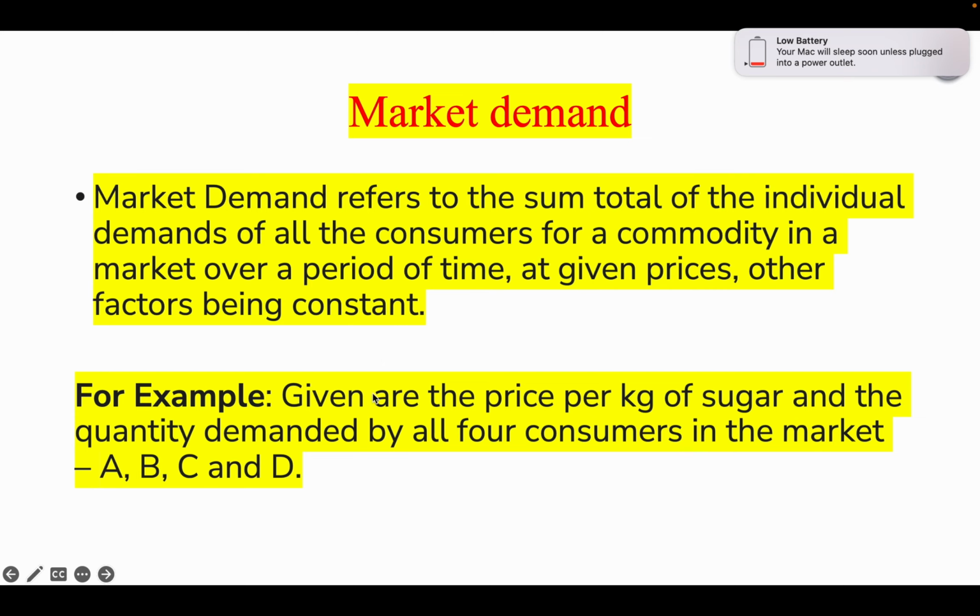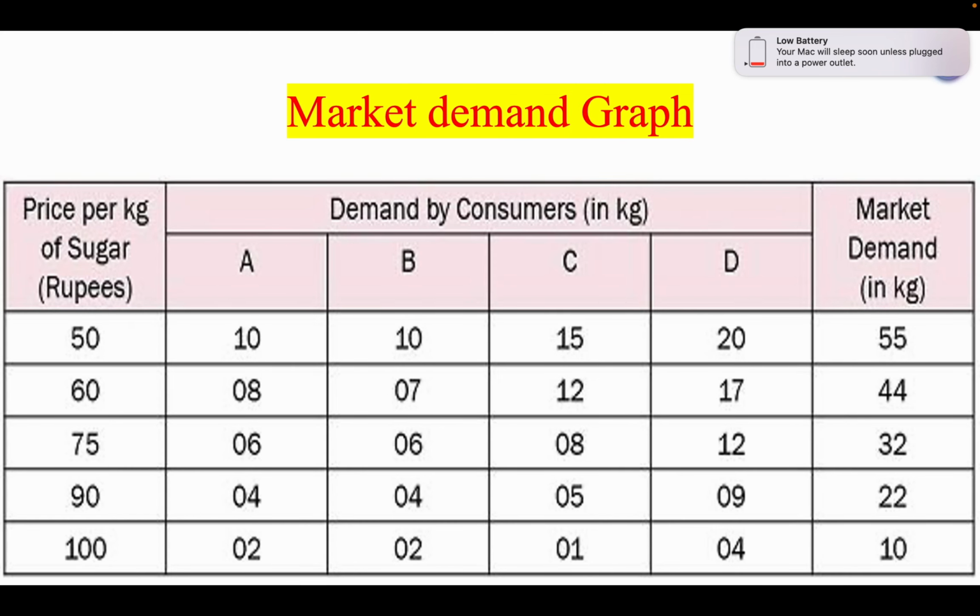For example, given are the price per kg of sugar and the quantity demanded by all four consumers. I'm giving here the example for four individual consumers, but when they are purchasing the same product from the market, it comes under market demand of that particular good. So here you can see the price per kg of sugar when it is 50, individually A has bought 10 kg, B has bought 10 kg, C has bought 15 kg, and D has bought 20 kg in total. So the total market demand of sugar comes to 55 kg.